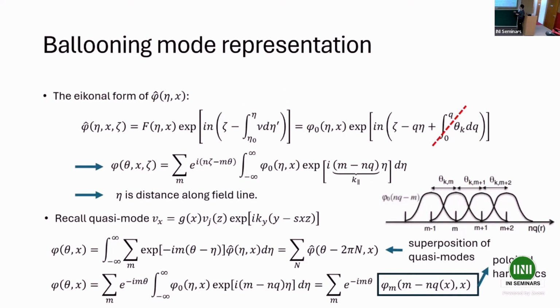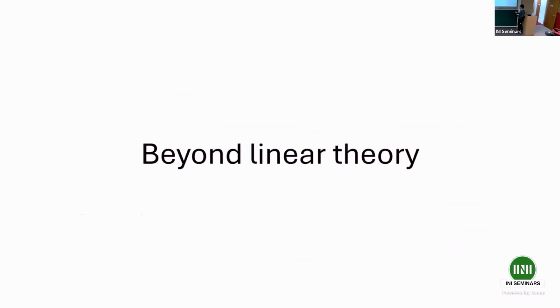if you take the simple algebra, we can see the ballooning mode is just a superposition of an infinite number of Quasimodes, and it can also be shown that the ballooning mode is a superposition of localized poloidal harmonics at different resonant surfaces as shown in this picture. Okay, so we have finished the linear part of my talk.